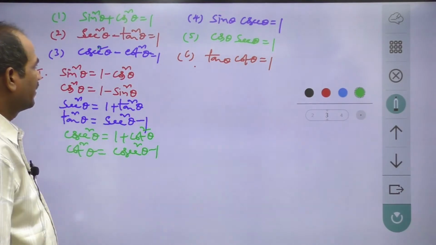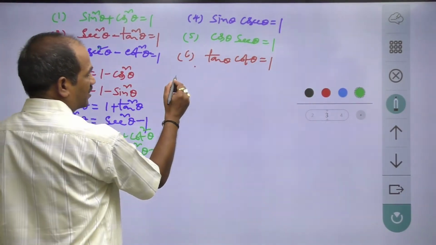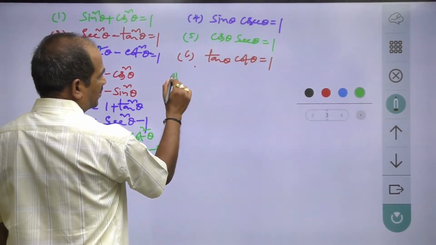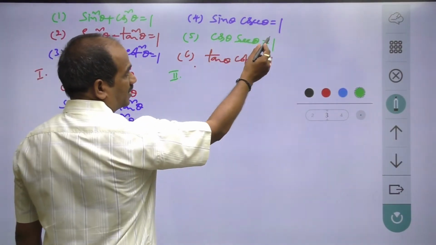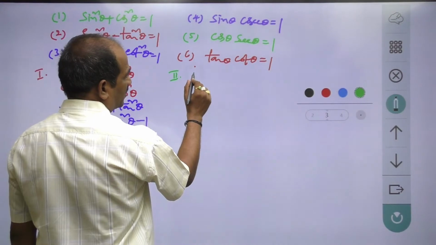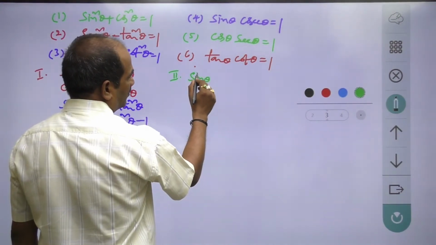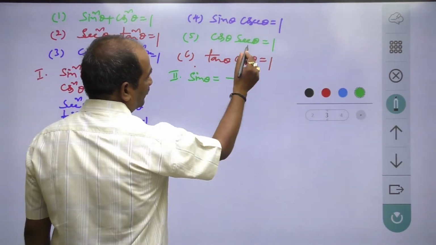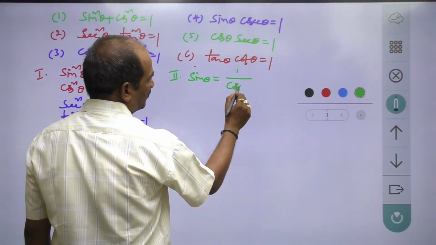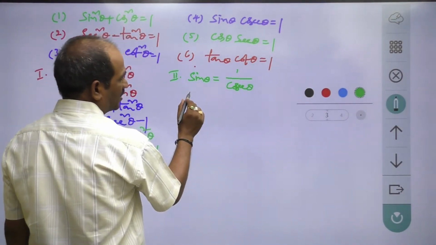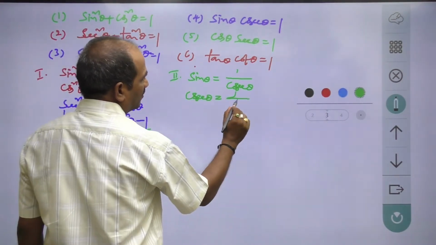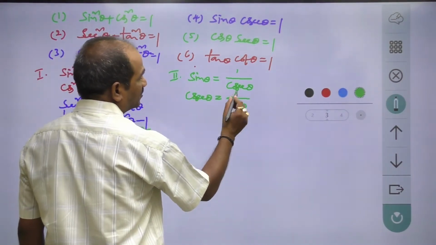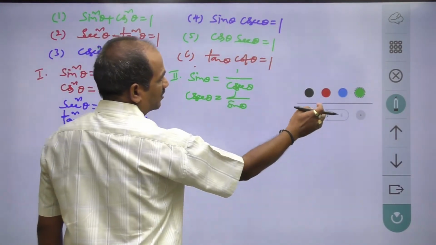Okay, next, in the second set, first, sin theta is equal to 1 by cosecant theta. Next, cosecant theta is equal to 1 by sin theta, cross multiply.